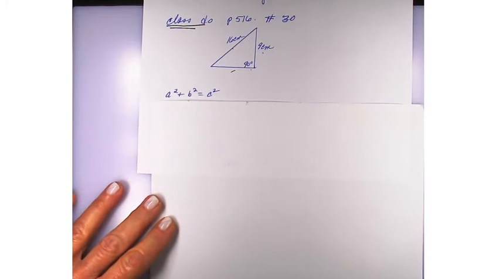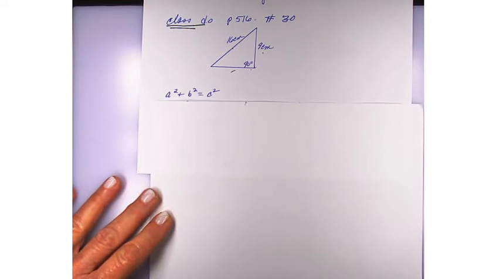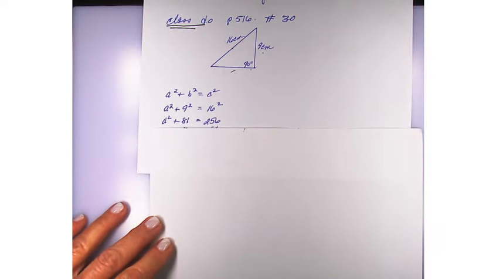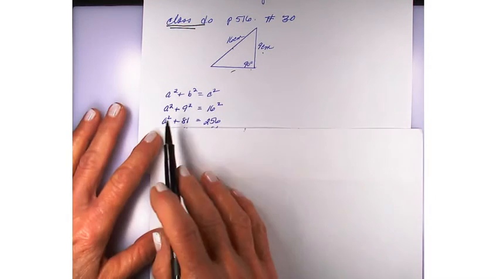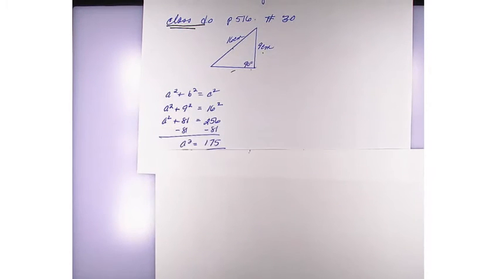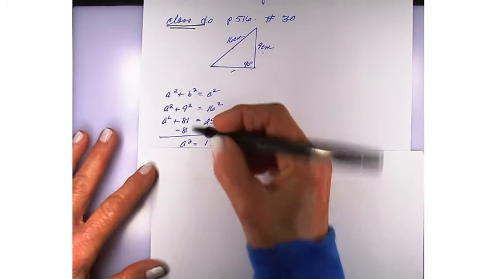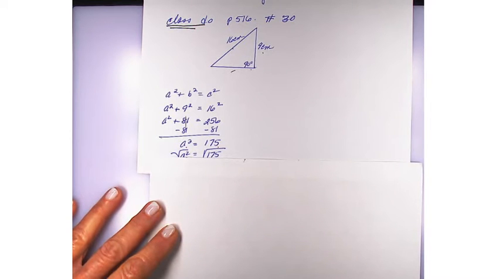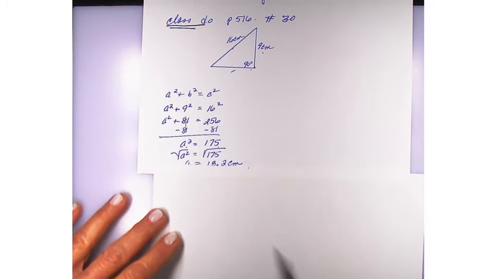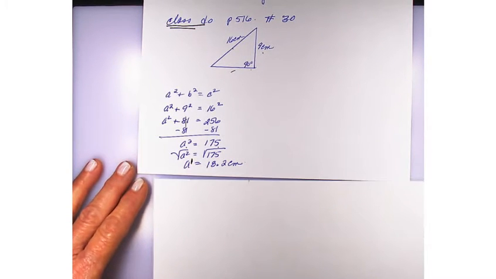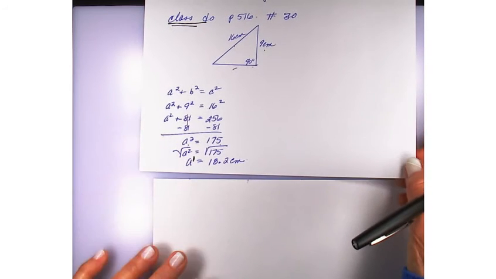Write your formula down. Mandatory. Not just in my class, in every math class. Substitute in. Compute. We want a squared to stand alone, so we have to get rid of the 81. Subtract 81. The 81s cancel out. I end up with a squared equals 175, but I need a to the 1, so I take the square root of each side, and I get 13.2.